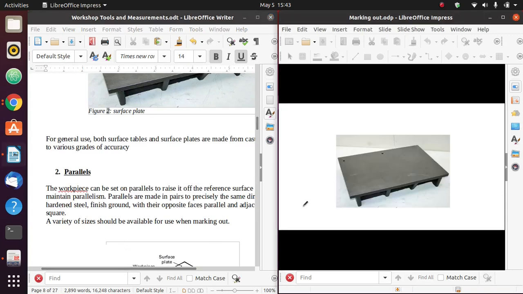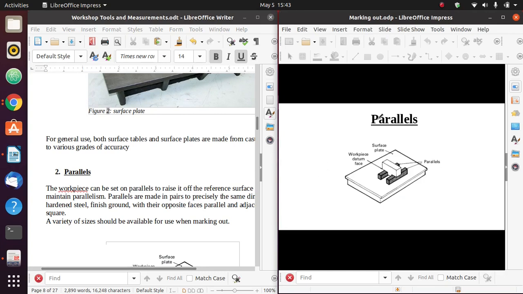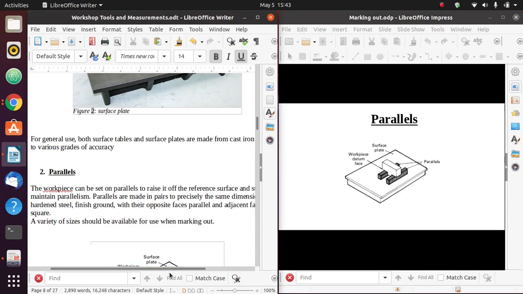Now, there are other tools that are known as parallels. If I want, for example, to create a datum for my workpiece, and I want to raise that workpiece a few inches or a few centimeters from my surface plate or my surface table, then I will put that workpiece on these two pieces of metal known as parallels. This usually raises it off the reference surface and still maintains that parallelism between the surface table and the workpiece.